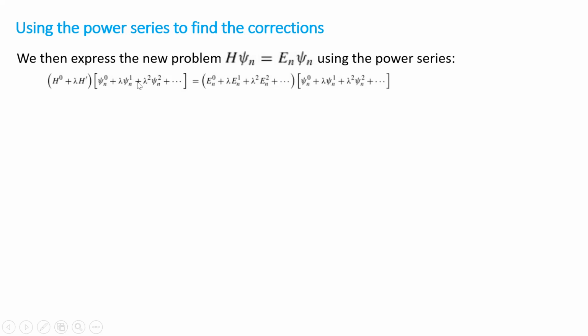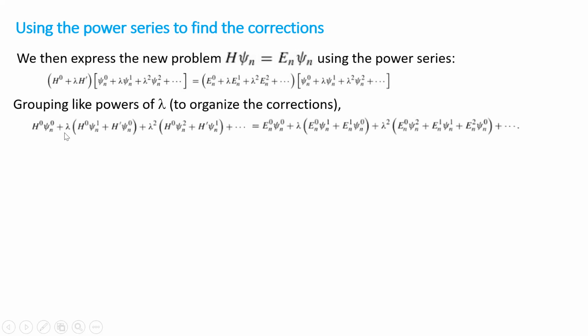So that says just substituting in these expressions in terms of lambda, whether it be H, the original Hamiltonian plus the perturbation, or the power series expansion for the wave function and for the energies. So, okay, what do we do then? Well, we multiply this out and we group like powers of lambda to organize the corrections. So we're going to multiply this out and we're going to get something like this.